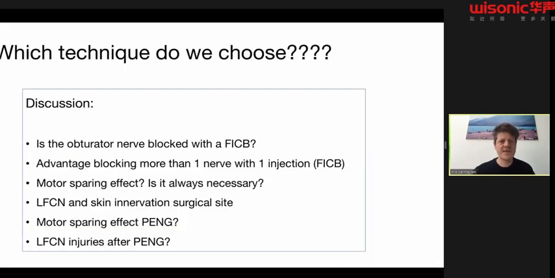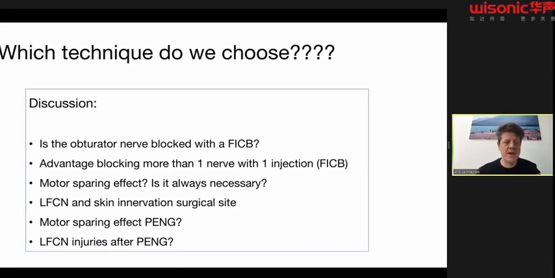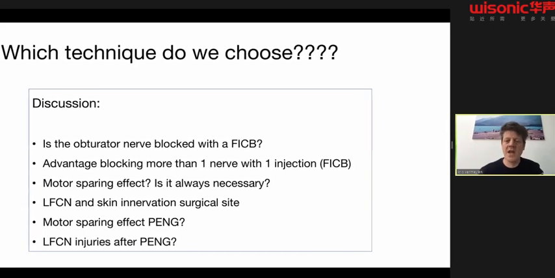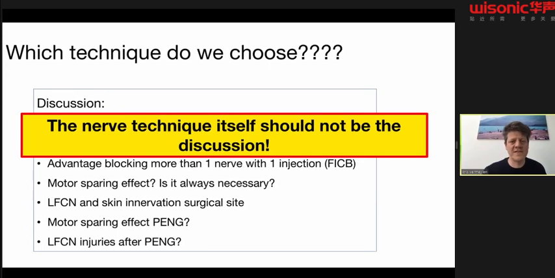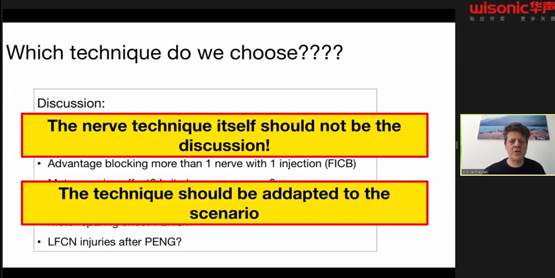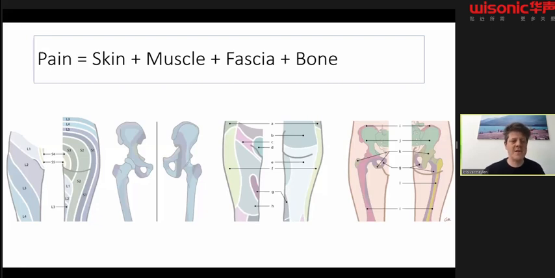There's still a lot of discussion, obturator nerve, motor sparing, lateral femoral, but I think the discussion should not be about the nerve technique itself. I think we also have to look at the clinical scenario. And that's already something Philippe showed as well. We have a lot of different scenarios, and the pain is not coming only from the bone itself, but it has also effects on the skin, the muscle, the fascia, and other parts.